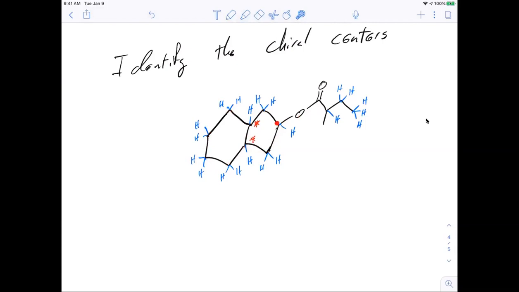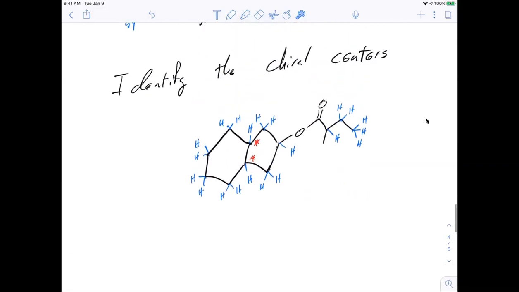What does that mean about this side and this side of that center? They're identical, right? And if you can think about it, if we could change this in space, we'd see a mirror plane going right through there. So that means that this center is not a chiral center.